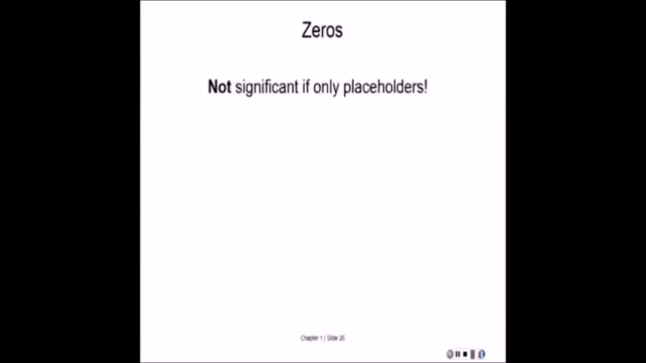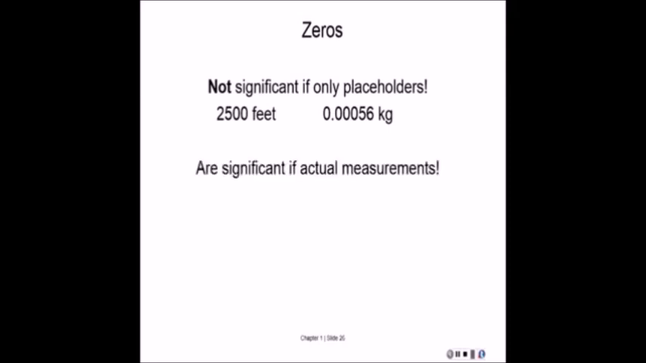Just to review with the zeros, they're not significant if they're only placeholders. And here's the examples where they're not significant. When they end the number, but there's no decimal point. When they begin a number, they're not significant. Zeros are significant if they're actual measurements. And here are the examples. If you have zeros with a decimal point, these zeros are significant, or a zero trapped between non-zero digits.